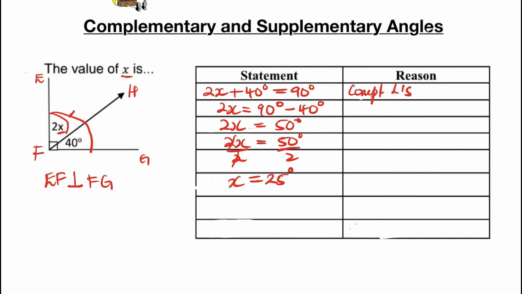So this angle here, it's not 25, it's only x. That is 25. So this angle here, it's 2 times 25. So 2x is equal to 2 times 25 degrees, which is 50 degrees. So 50 degrees plus 40 degrees, it really makes 90. That means it's a complementary angle.